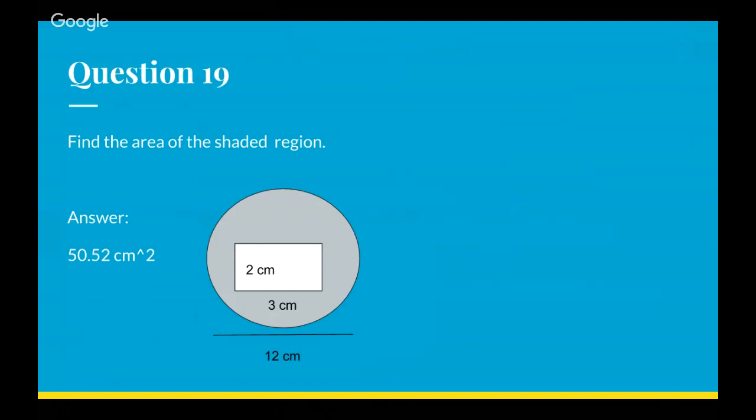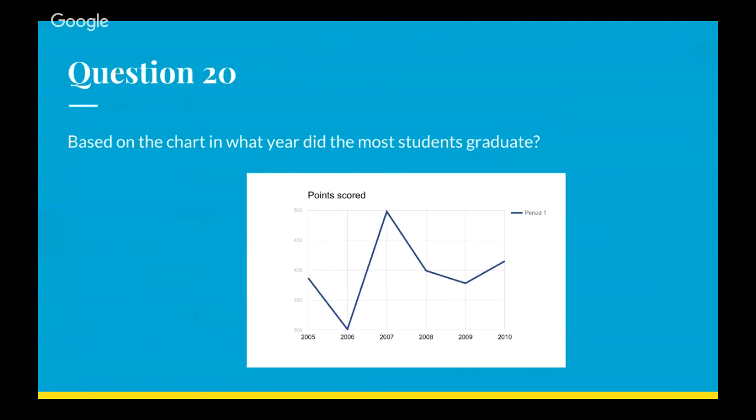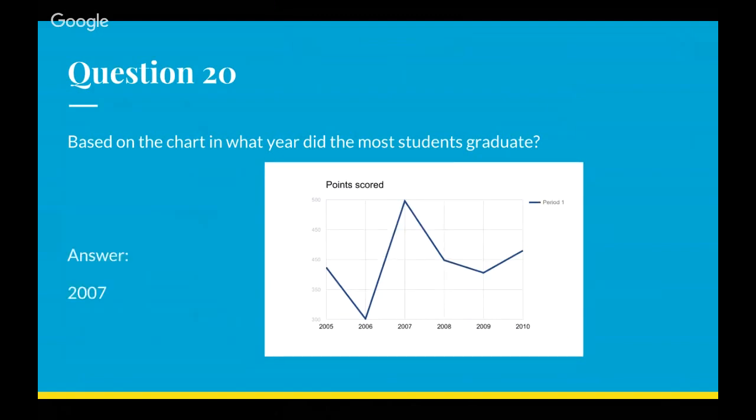All right, question number 20. Based on the chart, in what year did the most students graduate? Answer, 2007. And there is a question on there like that, maybe more, but for sure there is one.